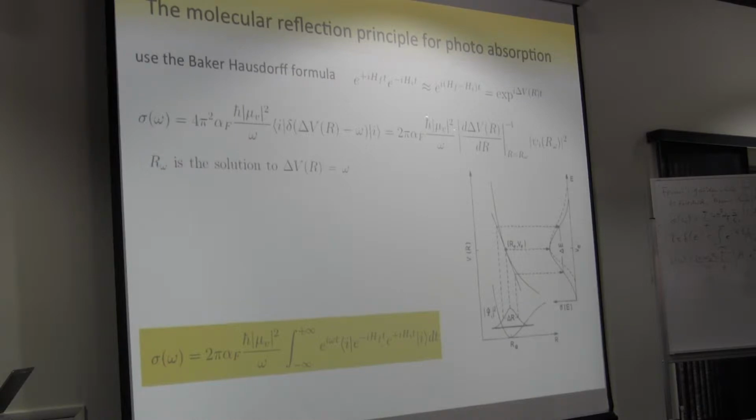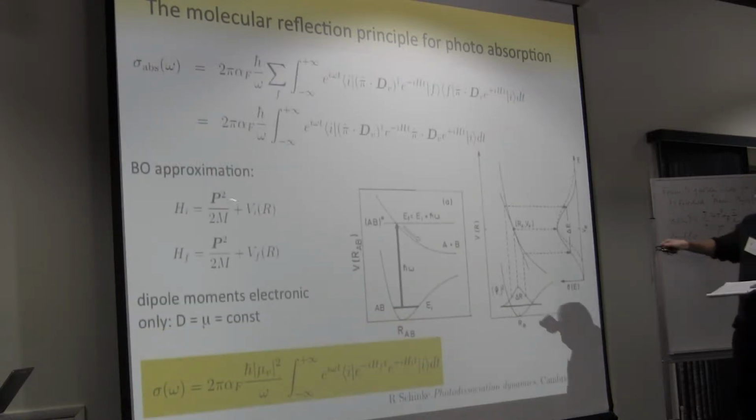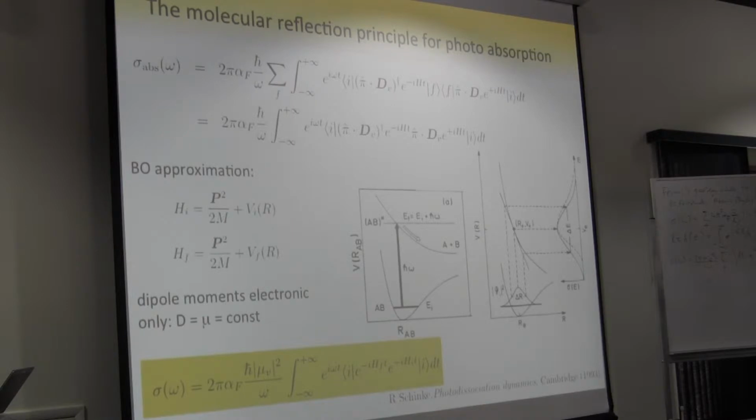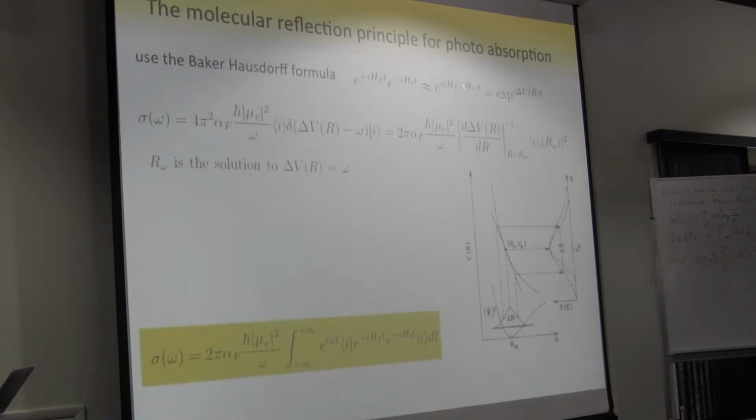And this is now very nice. Why? Because so far these have been operators, kinetic energy and potentials. But since we are in the Born-Oppenheimer approximation for molecules, the kinetic energy is the same in both initial and final Hamiltonians. So if we subtract them, this drops out, and we are only left with a C number, the difference of the potential. So that's just a phase.